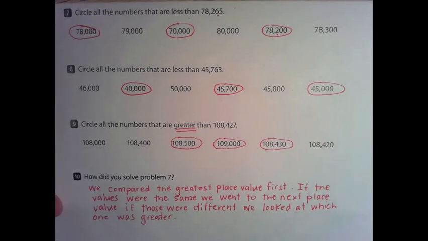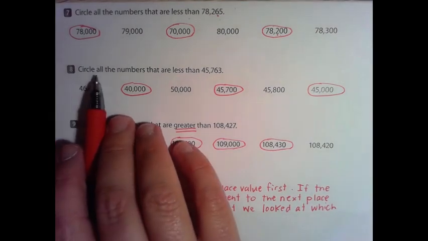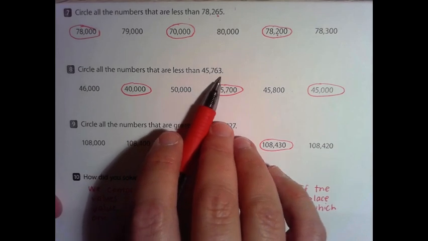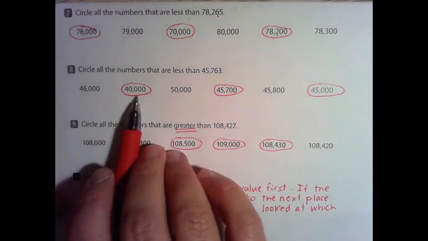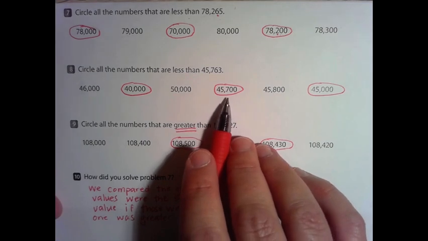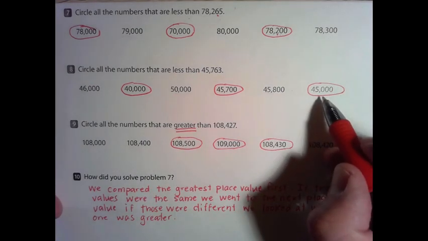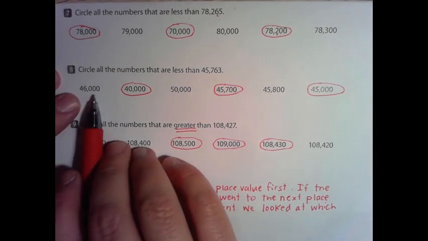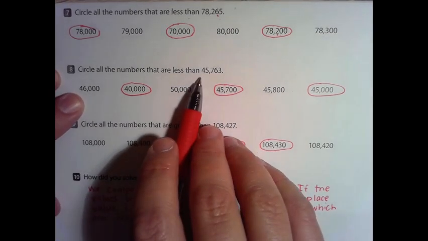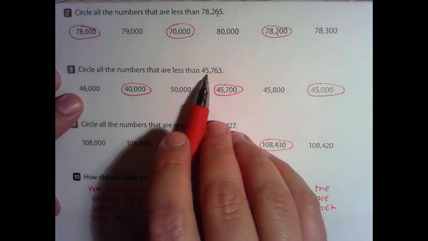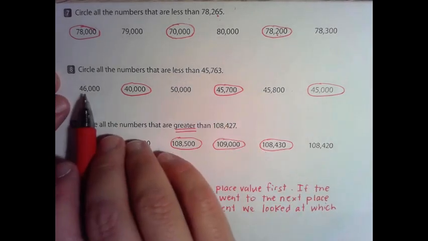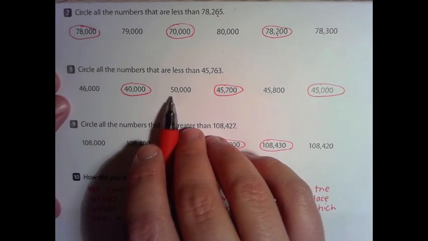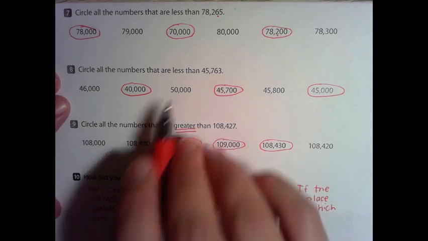All right, welcome back. So for number 8, they were asking you again to circle all the numbers that were less than 45,763. You should have circled 40,000, 45,700, and 45,000 over here. Okay, 46,000 is greater because if you look at your 10,000s again, you have 45,000 here and 46. So that's greater. So that's why we left it alone. Same thing here. 45,000, 50,000 is greater. So we didn't touch it.